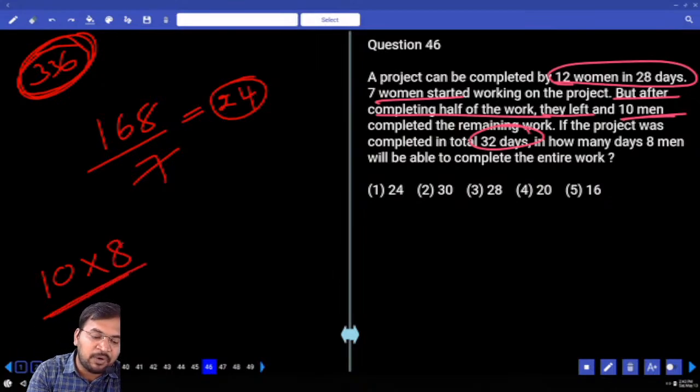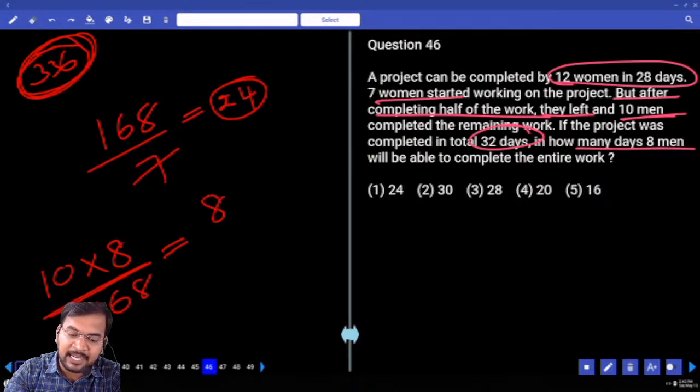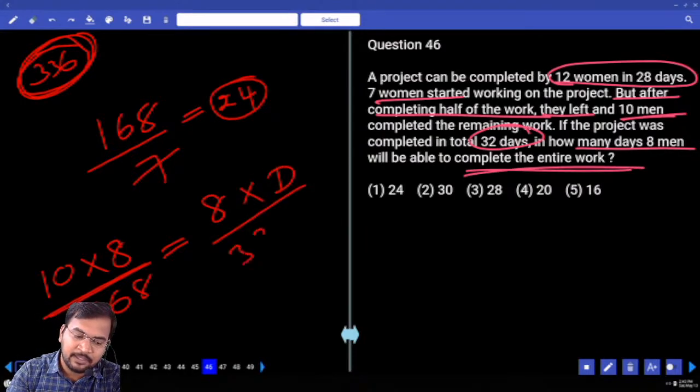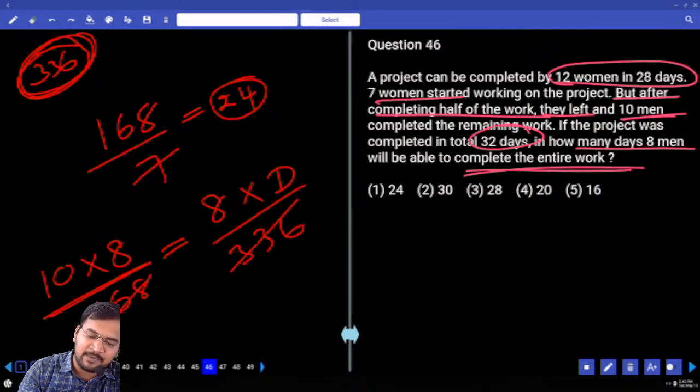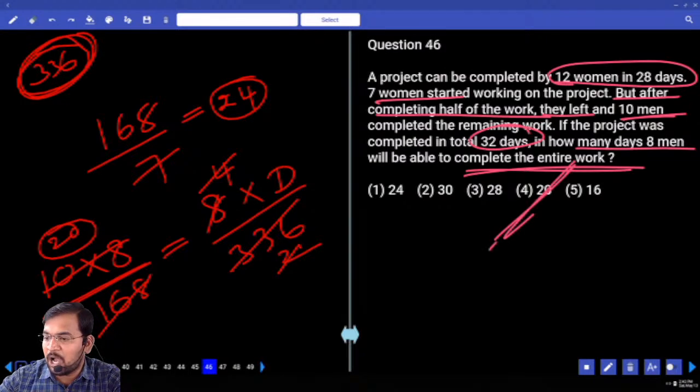They completed how much work? The remaining work, 168, since 168 was already completed by the women. The remaining 168 was done by the men's team. Now, 8 men, how many days will they take to complete the entire work? The entire work is 336. Using M1 D1 by W1 is equal to M2 D2 by W2, we get 80, and 4 goes 20 times. So 20 days are required.